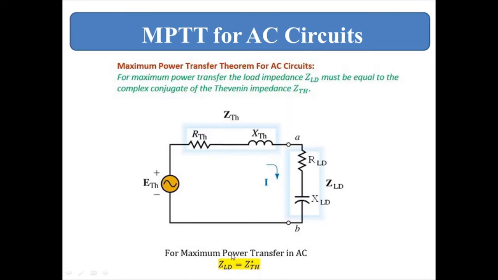The maximum power transfer theorem for AC circuits states that the maximum power is transferred to the load impedance when the load impedance is equal to the complex conjugate of the Thevenin impedance ZTH.